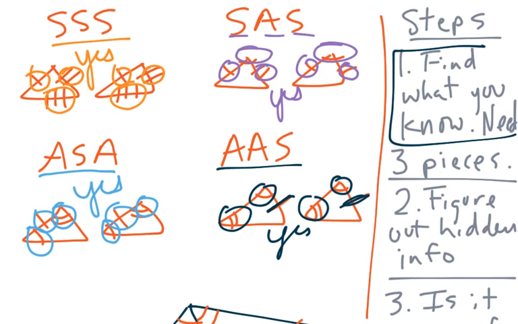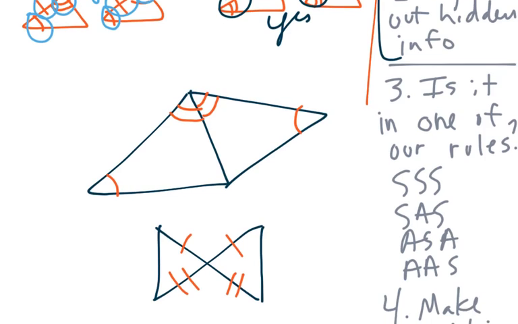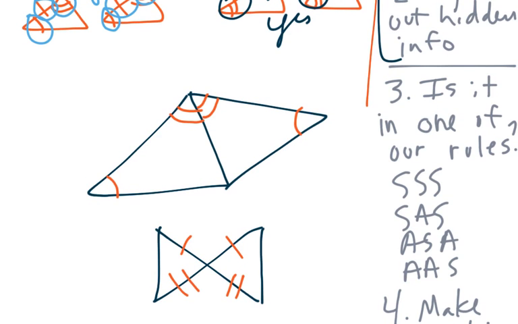First thing, find out what you know, and you need 3 pieces. So sometimes we can just look and see all 3 pieces. Okay? If that's true, then that's great, and you skip step 2. If not, you figure out if there's hidden information. So like these 2 examples. I've got 1 angle, 2 angles, okay, but I don't have 3 pieces. Okay, so is there some hidden information? If not, then you know it's not congruent right off the bat.